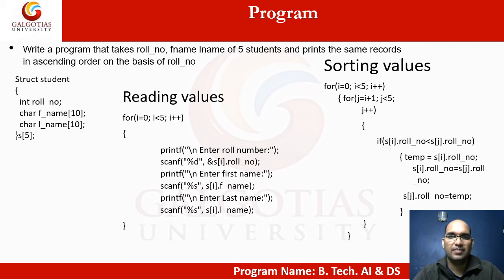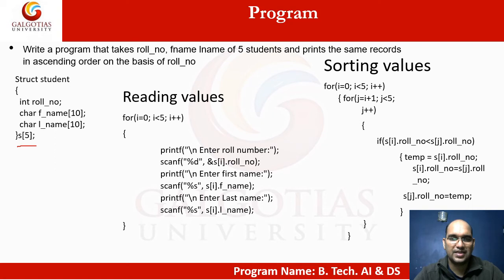So write a program that takes roll number, first name, last name of 5 students and print the same record in ascending order on the basis of roll number. So let's see the structure of a student. struct student { int rollnumber; char fname[10]; char lname[10]; } s[5]; So s[5] is a structure variable that is of array type.